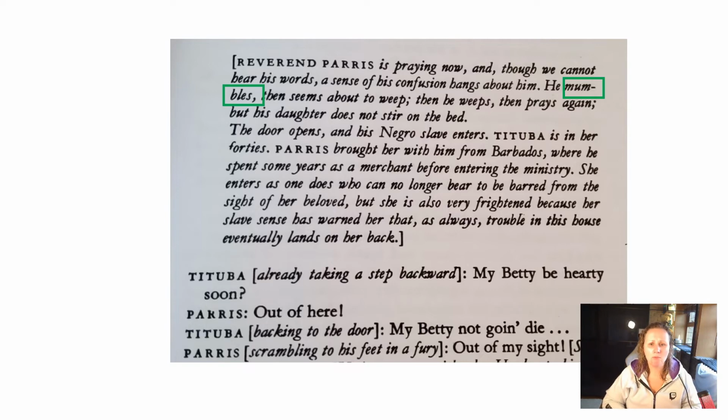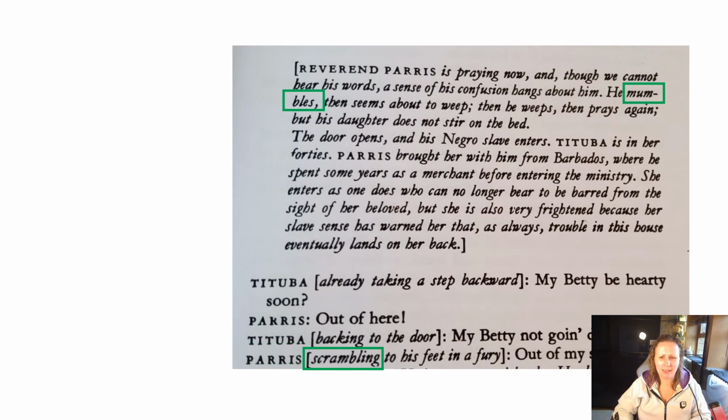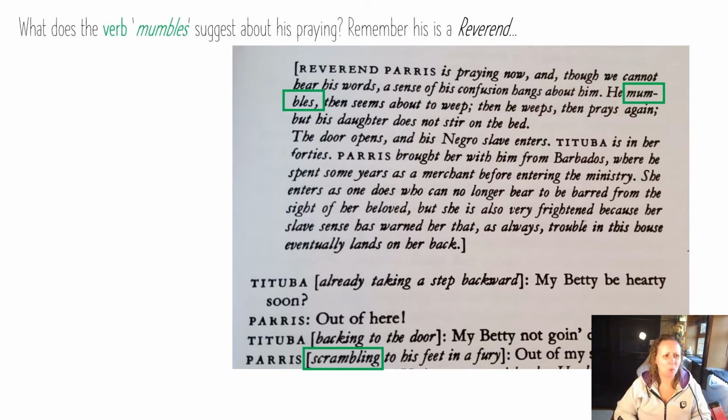Okay, so what I want you to look at, Year 9, is mumbles. He mumbles. So when he's talking and he's supposed to be praying, he's a reverend. Reverend Paris, he mumbles. What do you think about that word? And then we've got the verb scrambling. Scrambling to his feet. Okay, so let's just have a look at those words. I want you to have a think. What does the verb mumbles suggest about his praying? I want you to remember that he's a reverend. He's a man of the church. He's a man of God, and he's mumbling.